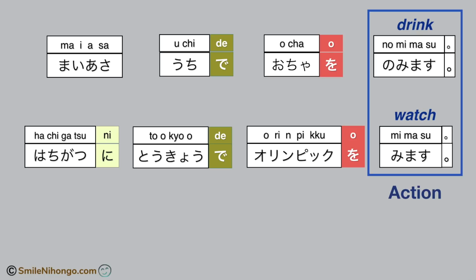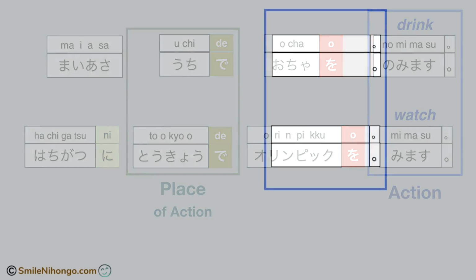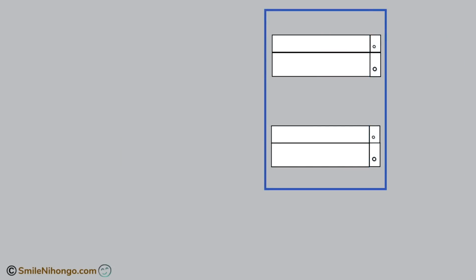When you do a certain action at a place, such as at home or in Tokyo, you have to mark the place as the place of action with the particle で. So you have already learned how to use action verbs in Japanese sentences. Now in this lesson, we are going to deal with a different type of verb. We are going to talk about existence and not actions.